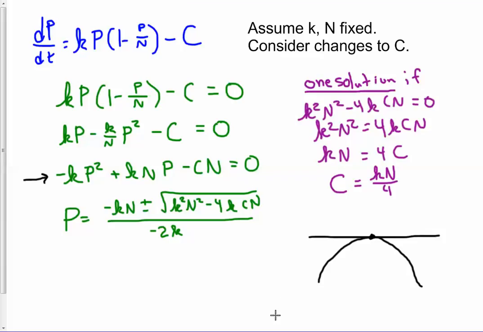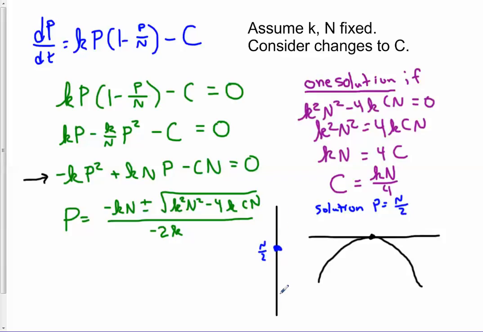And so the phase line would be, we would have one solution. The solution, by the way, remember we're assuming that the square root came out to be 0, so it would be minus kn over minus 2k. I guess the k's cancel and the negatives cancel. We would just get n over 2. So we would have an equilibrium at n over 2.